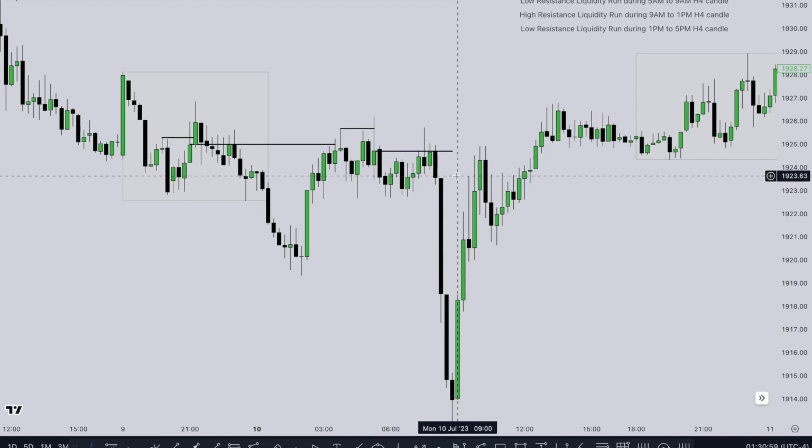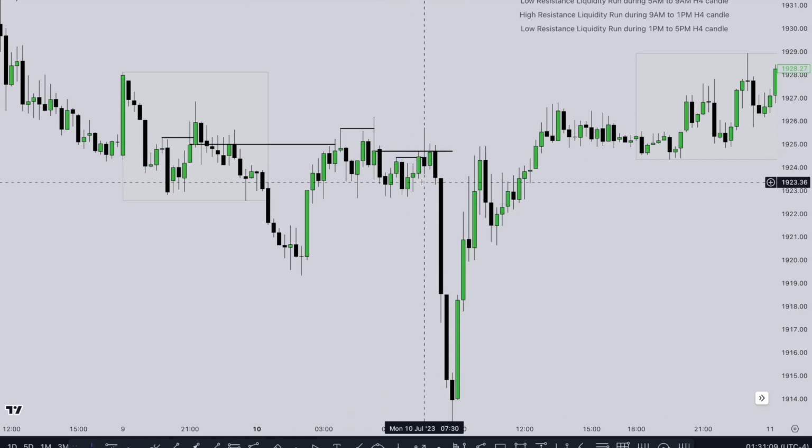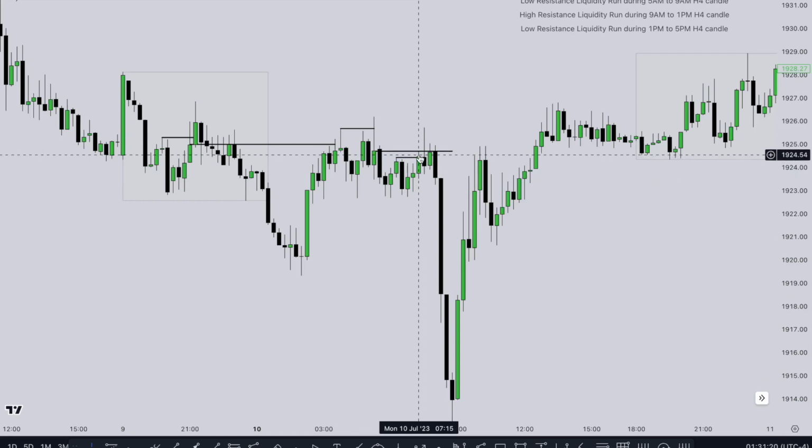What happens over here? Now look, any swing high? It's only swing high here, right there. Look at the high of this. The high of this is 1924.42. The close of this is 1924.47. So we closed above it. Is this a rejection block? No, it's an order block here.